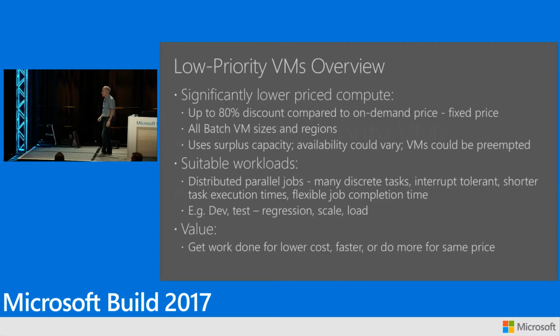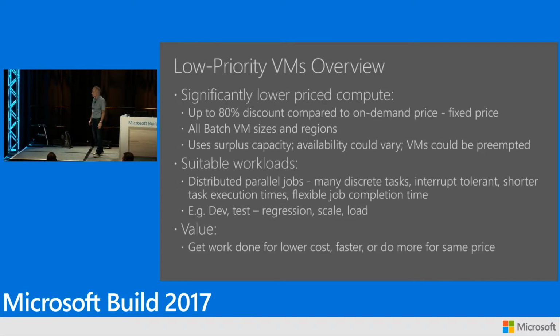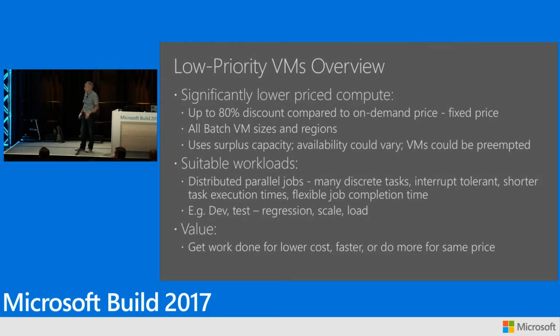And that's low-priority VMs, and it's currently in a public preview. So what are these low-priority VMs? What we're doing with them is we're making available any surplus capacity that we have in our data centers and our regions and so on. And we're making that available to you at a very, very significant discount. That discount is up to 80% compared to the full on-demand price. And that's a fixed price as well.